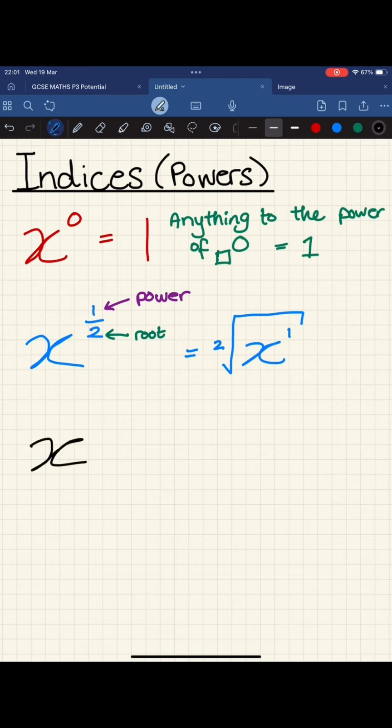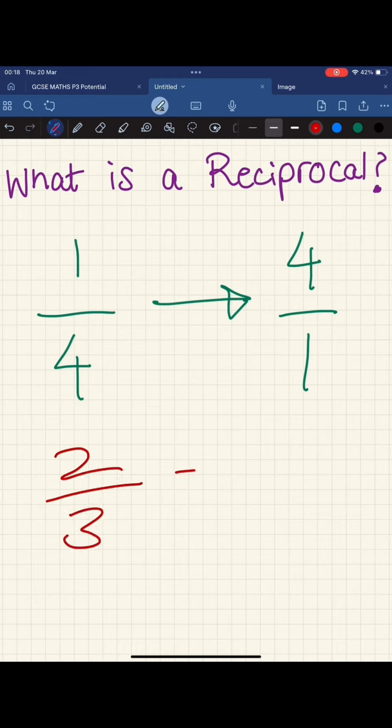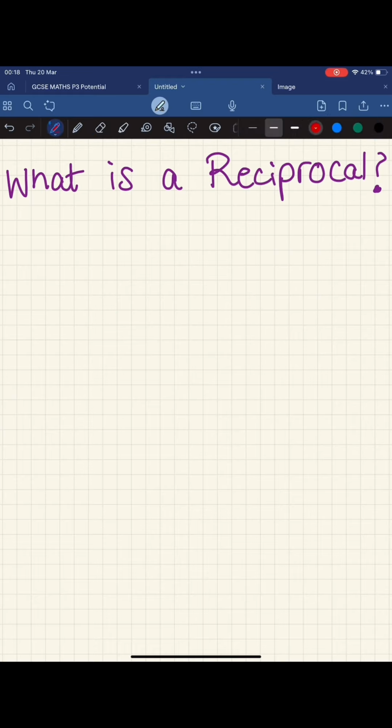But what about if the power is negative? Ignore the minus initially and just do x to the power of 2. Then a negative power means you need to reciprocate. Put simply, a reciprocal is just what you get when you flip a fraction. So 1/4 is 4 over 1, 2/3 becomes 3 over 2. And if you have a whole number like 5, you can turn it into a fraction by just dividing it by 1. Now you can flip it to 1 over 5.